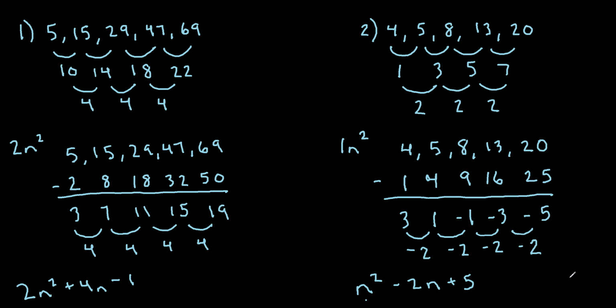So again, we can use this equation right here to find the nth term in the original sequence. So for example, if we plug in a 5, we would get 5 squared, that's 25, minus 2 times 5 is 10, so 25 minus 10, that's 15, plus 5 is 20. And that indeed matches what the fifth term is in the original sequence.